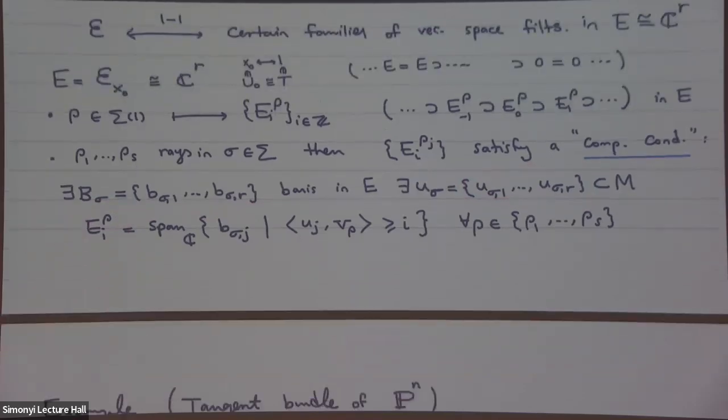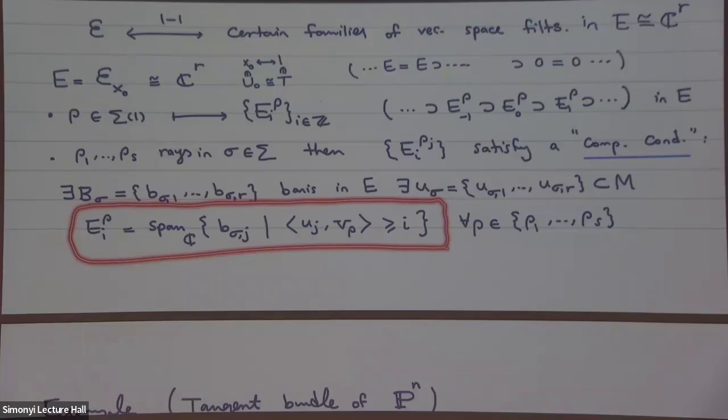Okay, so more precisely, each i-th space in the ray filtration is spanned by basis elements whose dot pairing, or dot product, with the primitive vector is bigger than or equal to the index. This looks a little bit not straightforward if you see it for the first time. I'll formulate it a little bit later in a much easier to state way.